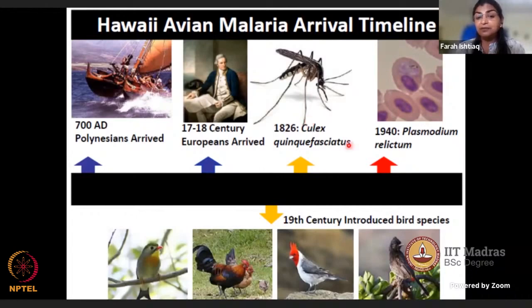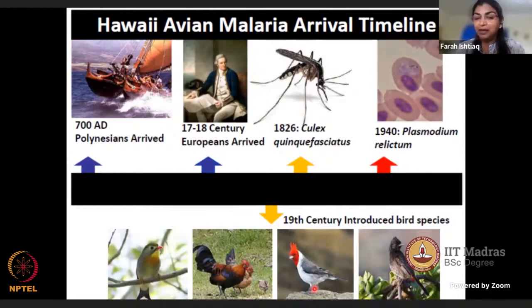And at the same time, there was also introduction of birds from different parts of the world, including Africa and India. The reason being that the Europeans who were living there were kind of bored of looking at just those endemic birds. So they wanted to feel at home. So they introduced lots of bulbuls, leothrix, jungle fowl, cardinals, and white eyes, just to make it feel at home.